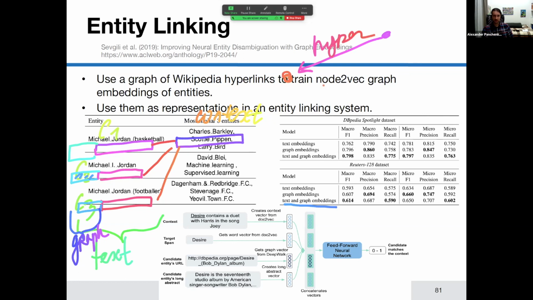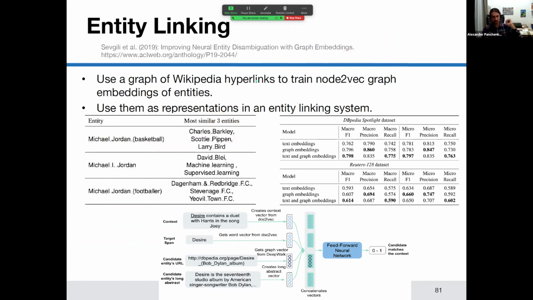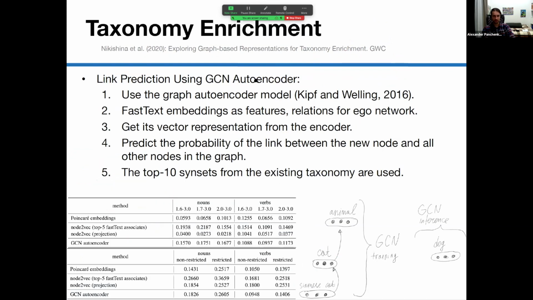So you have something like Michael Jordan as a basketball player, and then you have the NBA, and if there is a hyperlink from the Wikipedia article about Michael Jordan to the NBA, well, you're going to create this link. So this kind of graph was used in this experiment, and it appeared to be a useful graph for improving entity performance.